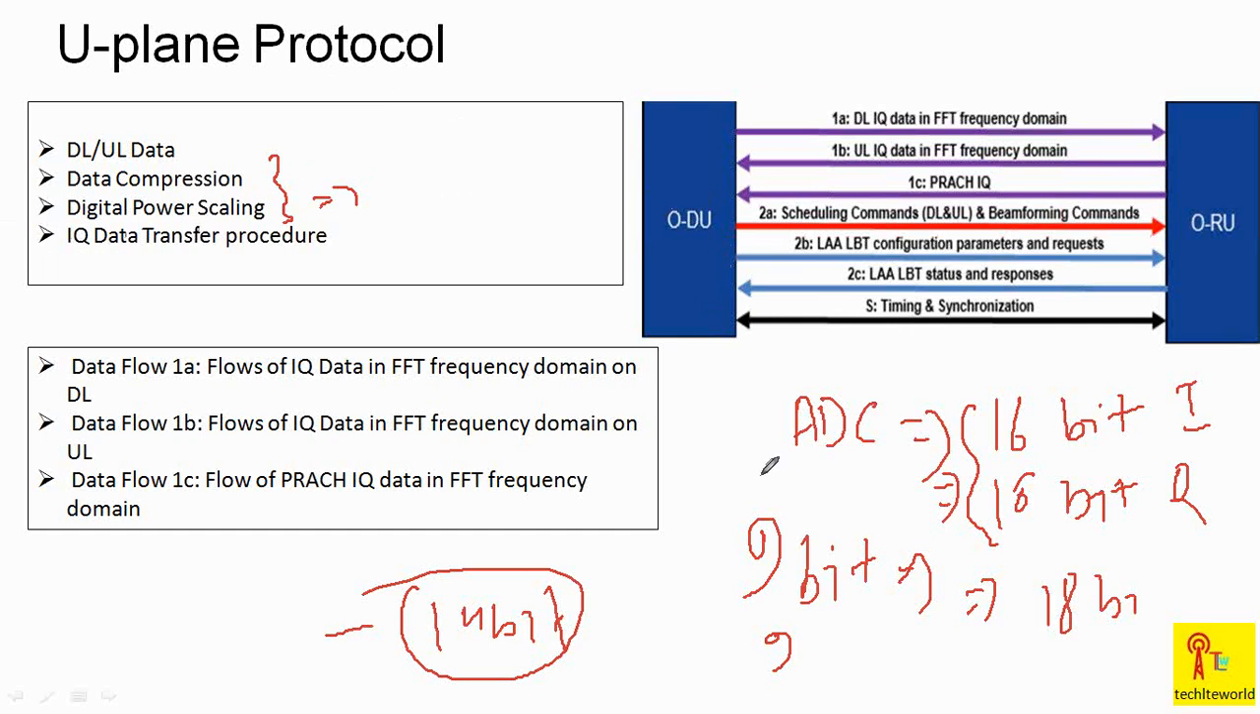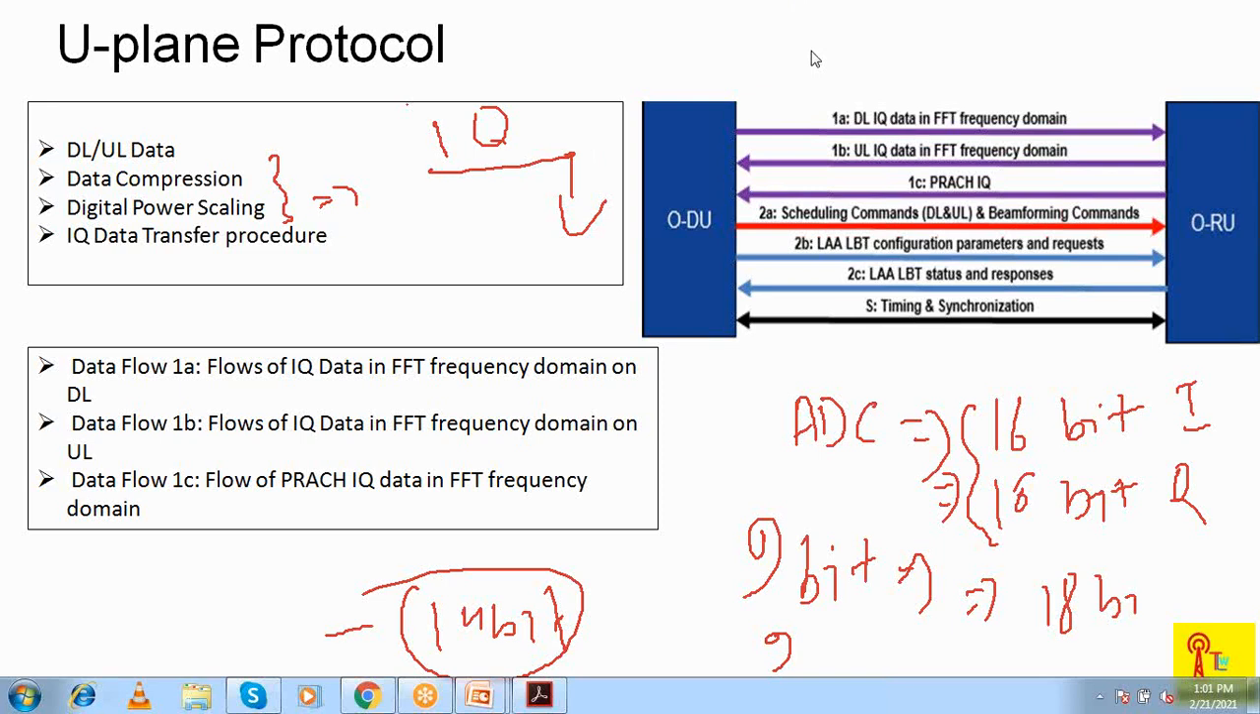IQ data transfer procedure means just first we will convert whole data into IQ format. Then after that we will compress those data, then digital power scaling, then we can send over front hall interface, right? So here note down one thing. Here we are using frequency domain signal data only. What is frequency domain data?